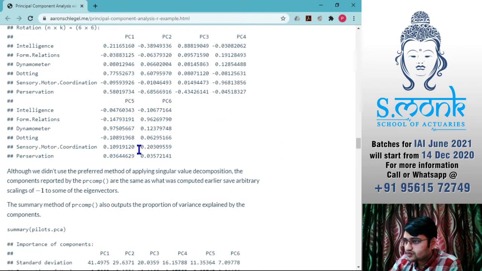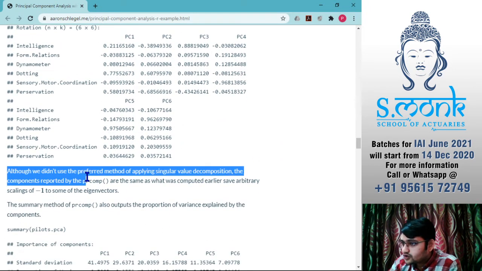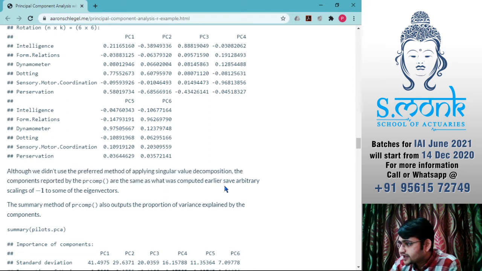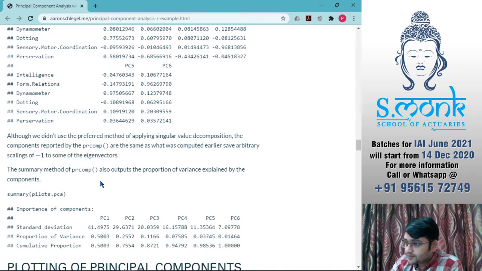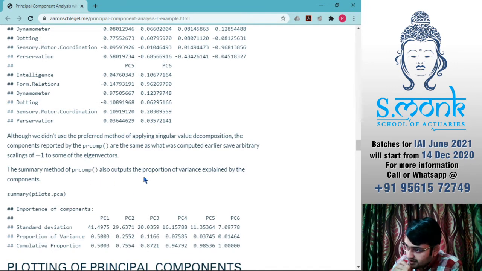Although we didn't use the preferred method of applying a singular value decomposition, the components reported by prcomp are the same as what we computed earlier, save for an arbitrary scaling of -1 on some of the eigenvectors. The summary method of prcomp also outputs the proportion of the variance explained by each component. This is what we want.